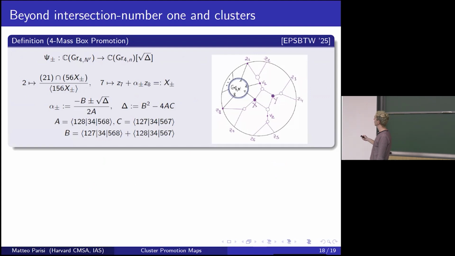But what about when we go beyond intersection number 1? Here I consider the example of the 4-mass box. The 4-mass box is basically the playback graph associated to the leading singularity that you obtain from the cut, the box coefficient, the 4-mass box coefficient in N=4 super Yang-Mills. And the playback graph is the one in purple.